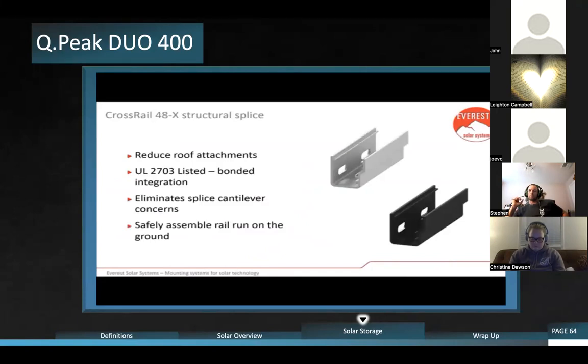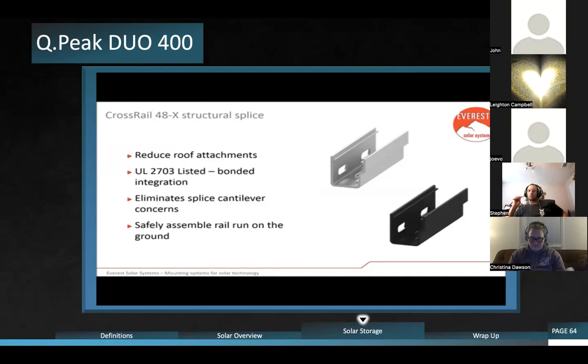Here we have our structural splice. Our structural splices are UL 2703 listed with bonding integration. Very easy to install. All you need is 2 T-bolts and 2 nuts.